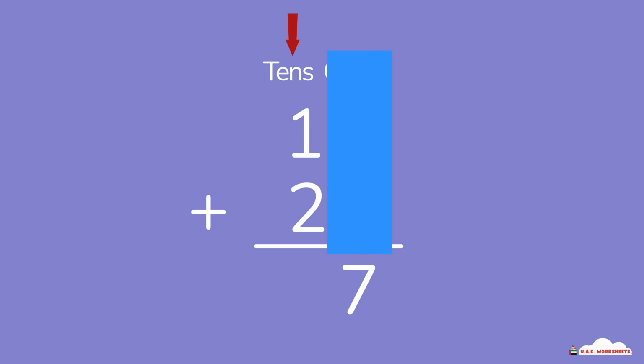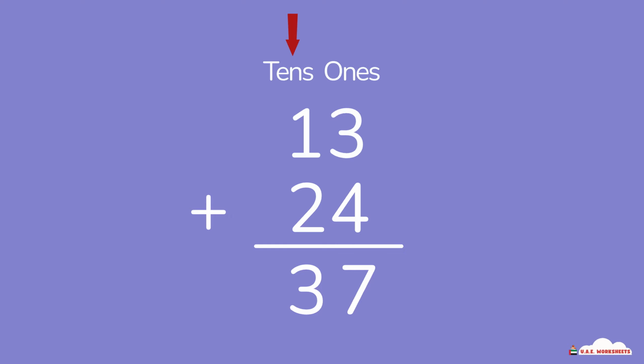Next, let's look only at the tens side. 1 plus 2 equals 3, so let's write 3 at the bottom on the tens side. Now we have our final answer of 37. 13 plus 24 equals 37.